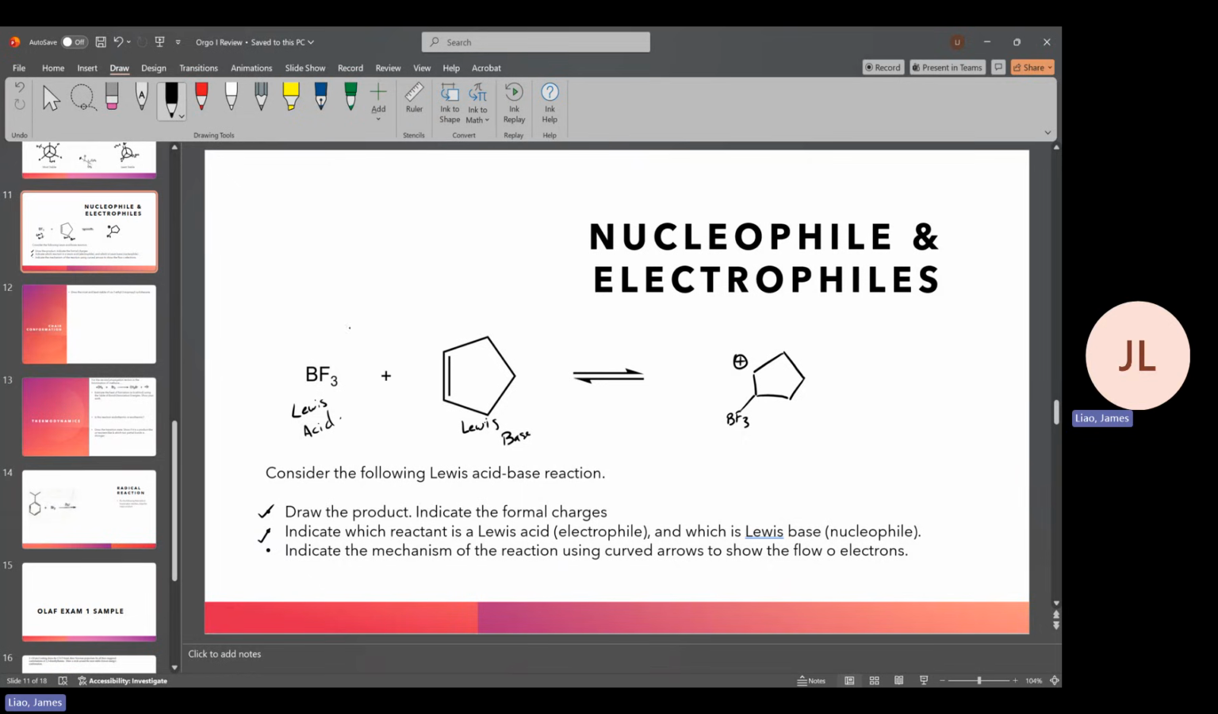While at BF3, if we draw the Lewis structures very carefully, we have these three bonds to the boron, but the boron wants to have an octet, which it doesn't because there's always an exposed empty p orbital. So it's electron poor, making that a Lewis acid.